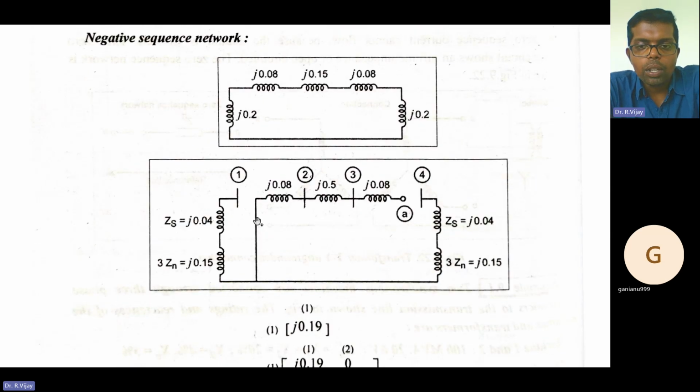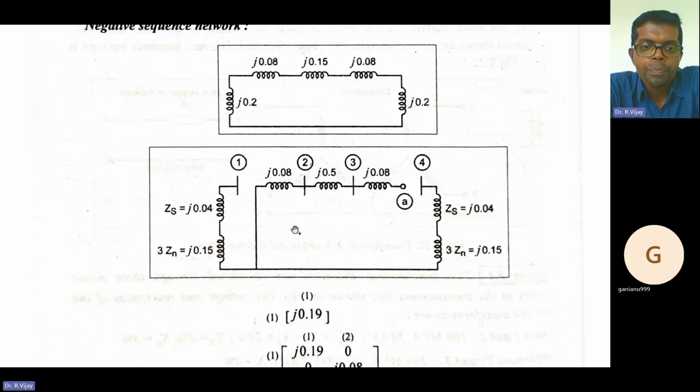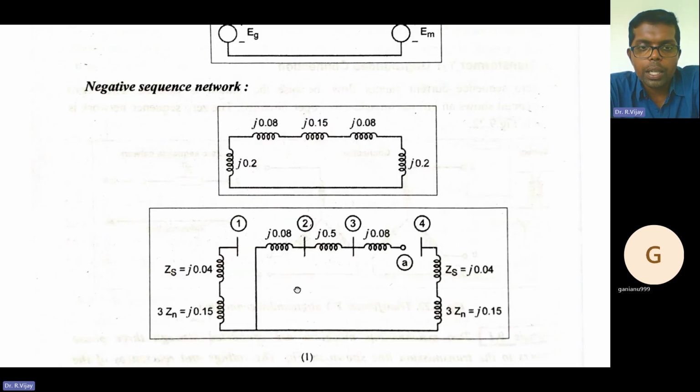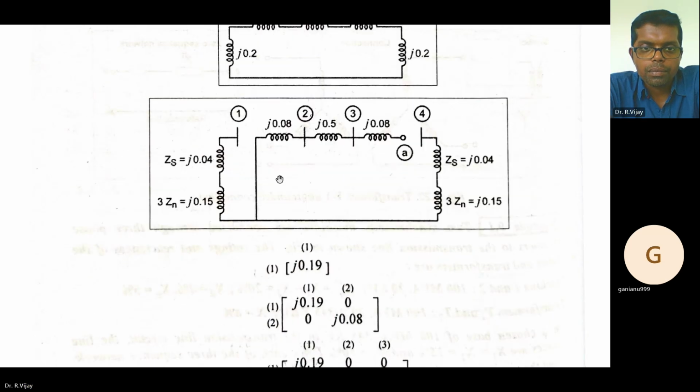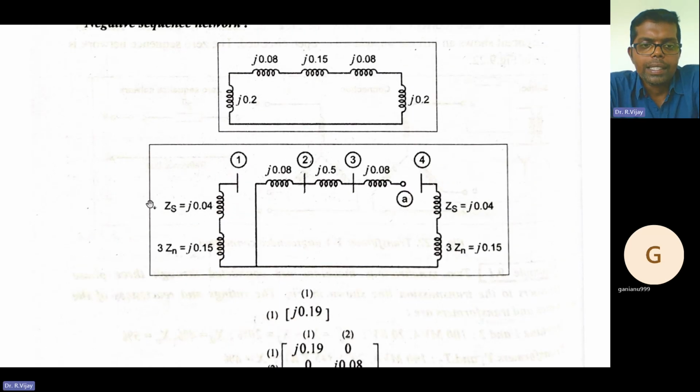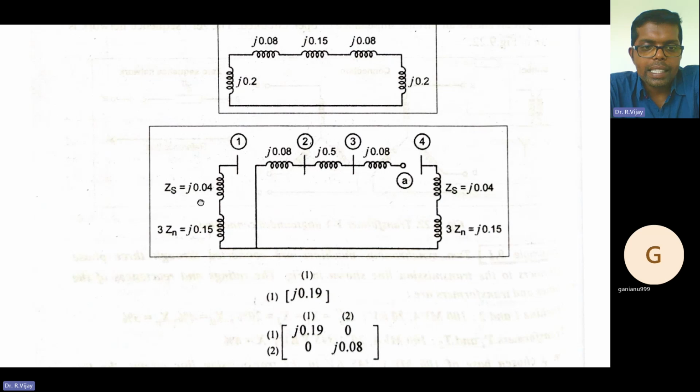Coming to the zero sequence network, we have also seen how to draw the zero sequence network for generator, transformer, and transmission line. For the zero sequence network here, you have ZS, which is the sequence impedance of that generator. Next, this 3 into Zn. This is how you need to mention 3 into Zn for the generator for zero sequence.